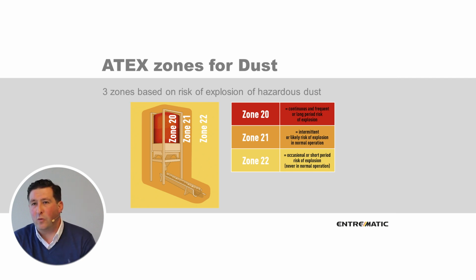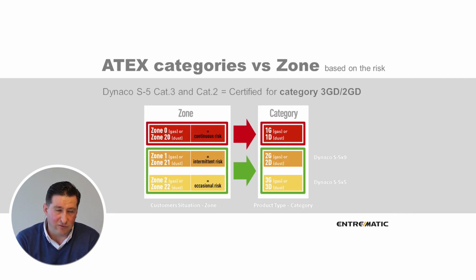But then we are here talking about zones, and we talk about categories. For me this is the most important slide, because it gives a nice view on the comparison between zone and category. On the left side you have zone 0 and 20, 0 for gas, 20 for dust. Zone 1, 21 and 2, 22. The zones are always used in the customer's situation. So a customer, an end user with an ATEX situation, will always talk about a zone.